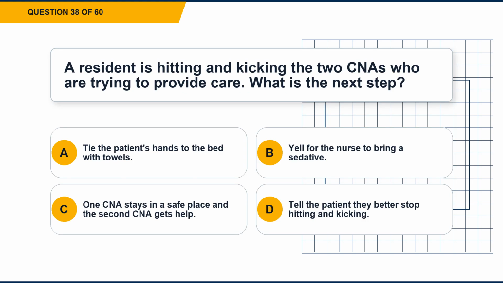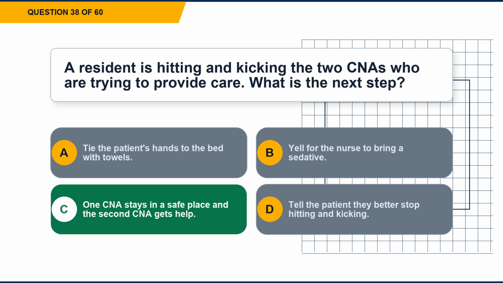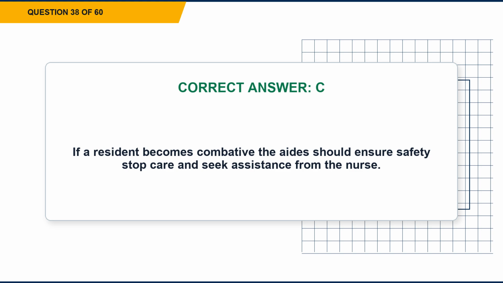Question 38. A resident is hitting and kicking the two CNAs who are trying to provide care. What is the next step? Option A, tie the patient's hands to the bed with towels. Option B, yell for the nurse to bring a sedative. Option C, one CNA stays in a safe place and the second CNA gets help. Option D, tell the patient they better stop hitting and kicking. The correct answer is option C, one CNA stays in a safe place and the second CNA gets help. Explanation: if a resident becomes combative, the aides should ensure safety, stop care and seek assistance from the nurse.